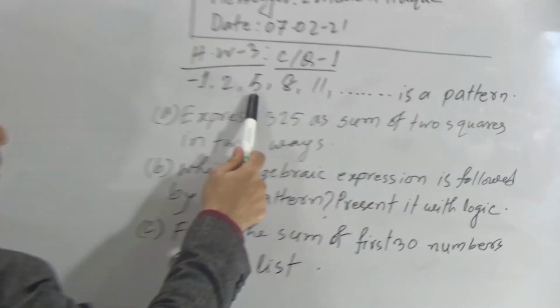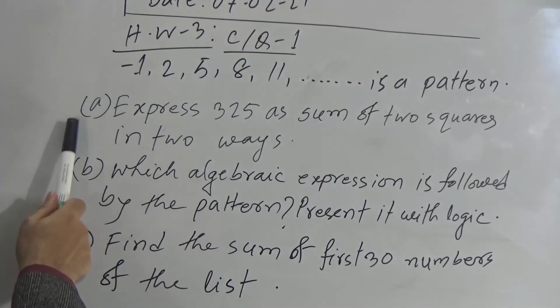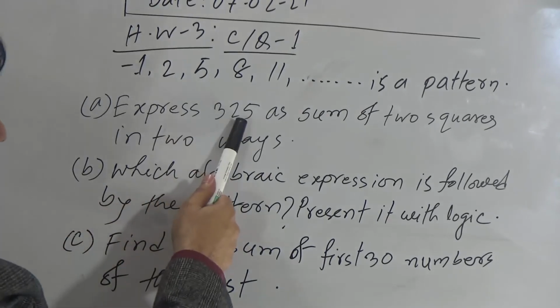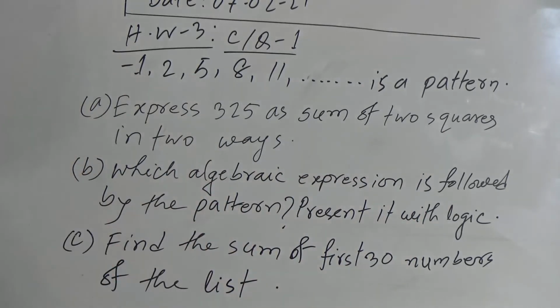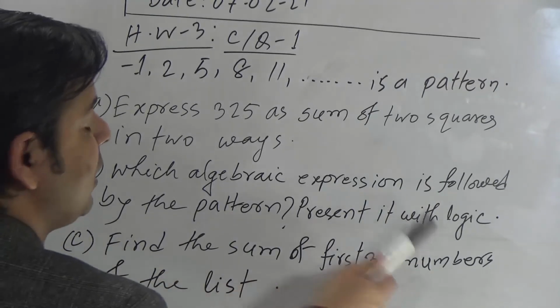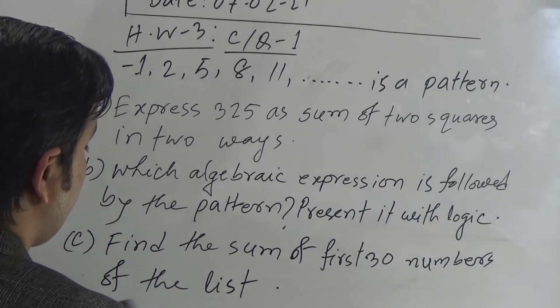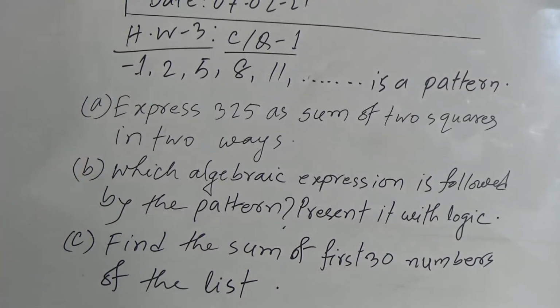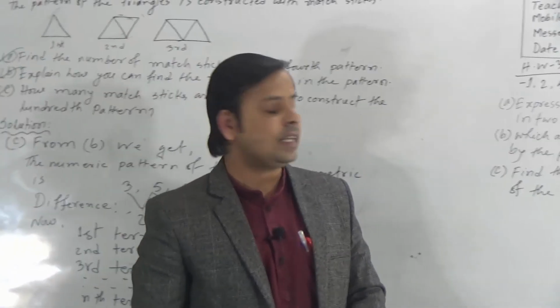Minus 1, 2, 5, 8, 11 is a pattern. Okay, we have to solve this question. Question A, express 325 as the sum of two squares in two ways. Question B, which algebraic expression is followed by the pattern presented with logic? Question C, find the sum of the first 30 numbers of the list. Okay, dear students, solve this question as your homework, and submit your homework on next Sunday.